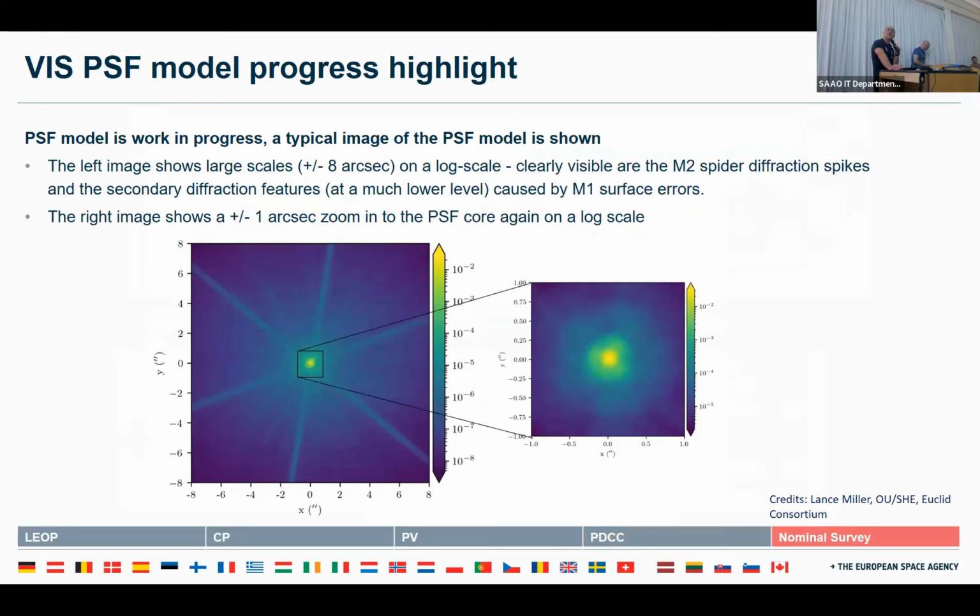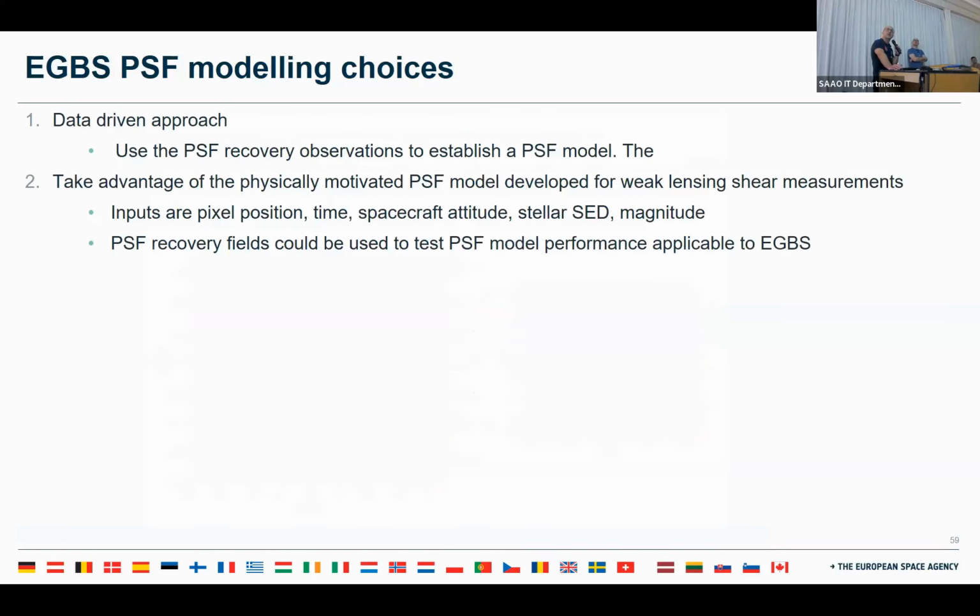And you see the M2 spider diffraction spikes, but also the very small surface errors from the M1 can be quite well modeled. So in terms of modeling choices, you have from the EGBS data the PSF fields, which can be used for a data-driven approach to recover the PSF, or the consortium PSF model can be used and tested on the PSF fields before and after the EGBS.